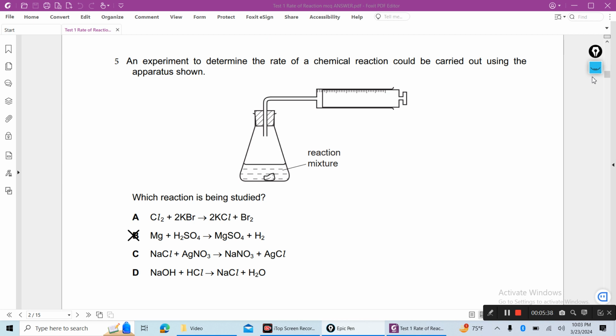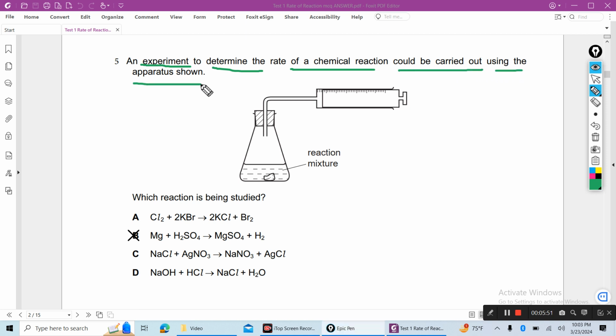Number 5. An experiment to determine the rate of chemical reaction could be carried out using the apparatus shown. This is gas syringe apparatus. This gas is produced, this gas is collected here. This is the reaction mixture. Now which reaction is being studied?